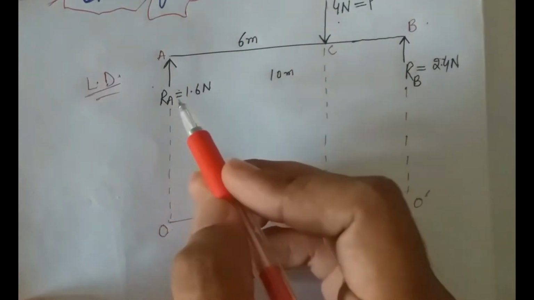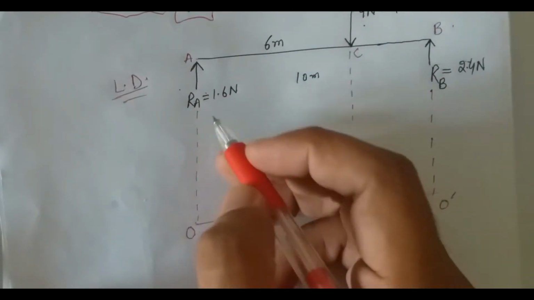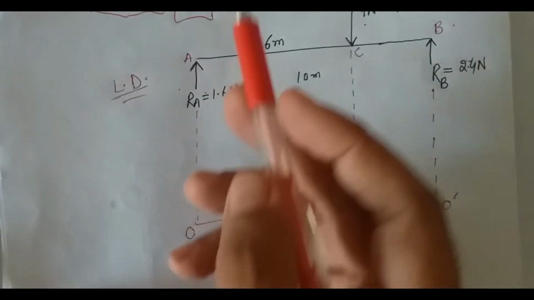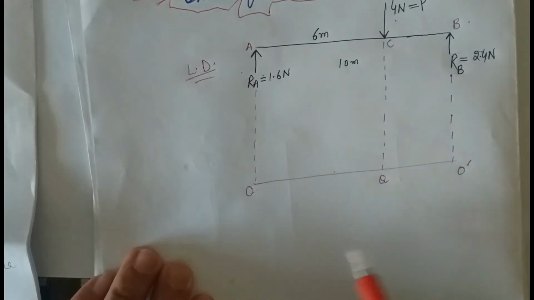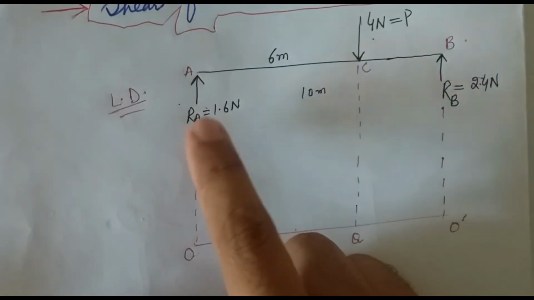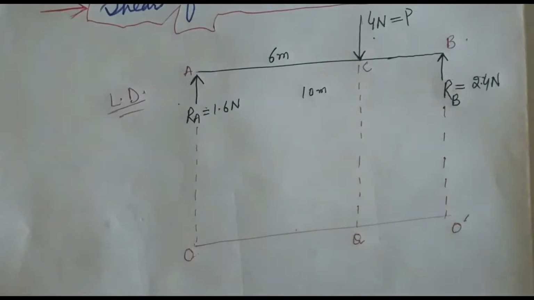Here we see that the value of the reaction at support A is equal to 1.6 Newton. It means that this reaction is applied upward, and in the upward direction we always assume the values to be positive. So 1.6 Newton is applied upward, and that's why we will consider this value as positive.